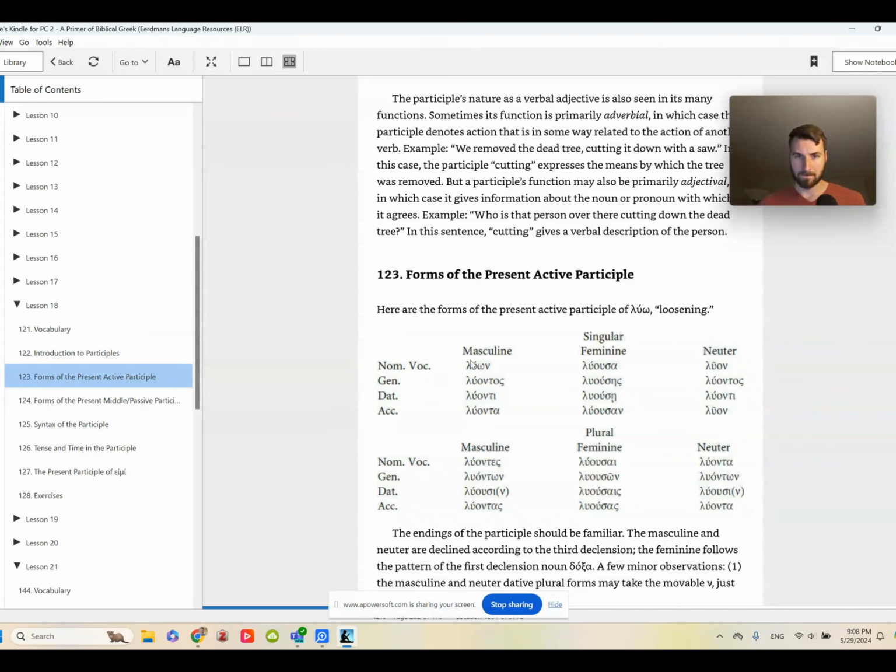So he gives first the present active participle forms, and it looks like a lot. But if you look carefully, you will notice that in the masculine, you have -ont-. Ont is the participle morpheme here. And then the endings are just third declension endings that you learned last week. So you're actually not learning any new endings. You just have to learn how to combine them. So you're adding ont and then plus third declension.